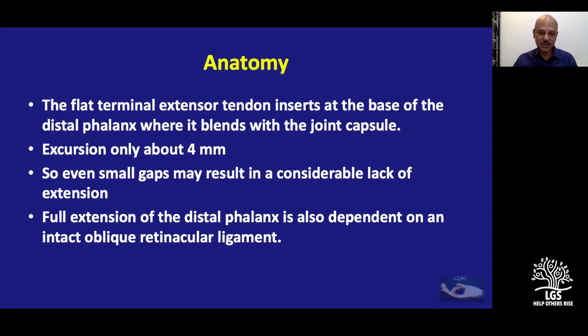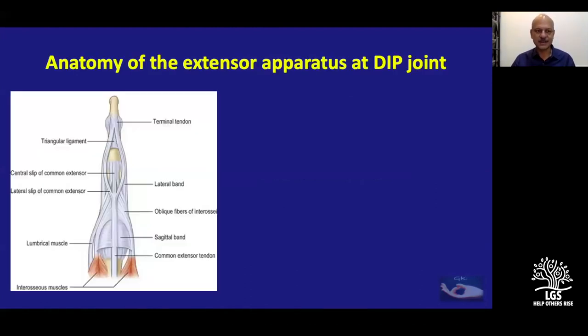Full extension of the distal phalanx is not only dependent on the terminal tendon that we talked about, it is also dependent on what is known as the intact oblique retinacular ligament. We'll see the anatomy of this oblique retinacular ligament, because it's very important as far as the reconstruction is concerned.